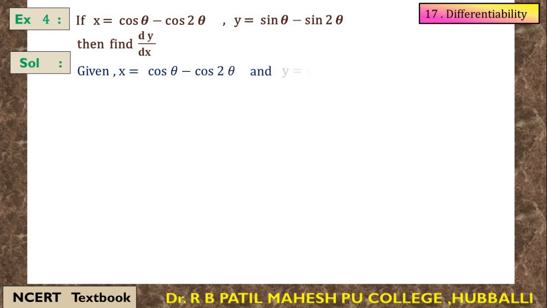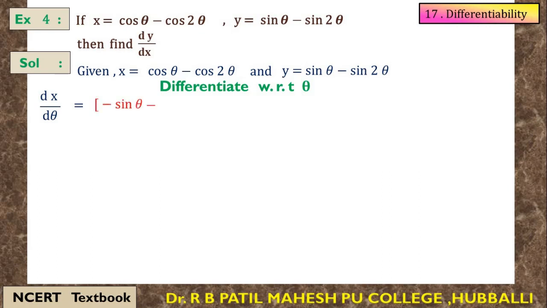First write the given functions, differentiate with respect to theta. So this is very important, the variable you have to observe. So now dx upon d theta is equal to the derivative of cos theta, minus sin theta, minus as it is. Now cos 2 theta, this is composite. First the cos function derivative, that is minus sin 2 theta. After that the 2 theta derivative is 2. So simplifying, you will get minus sin theta, and minus into minus becomes plus 2 sin 2 theta.